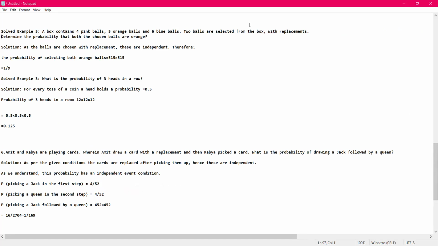It means we have to take two balls from the orange colored balls only. It means they are not depending on pink balls and blue balls, independent of the other two events. So this is an independent event. So now we'll see the probability of selecting both orange balls. How many total balls are there?